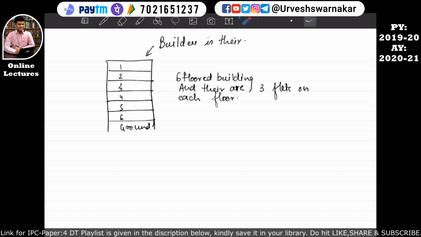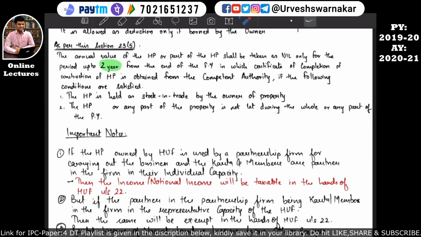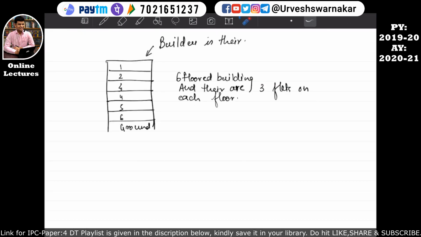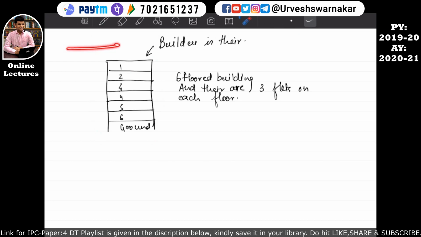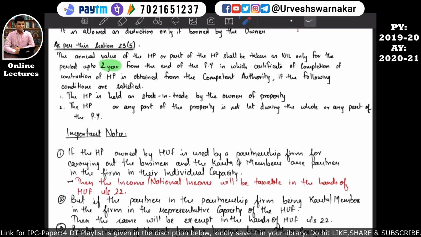So basically understand that if a builder is building this building, the builder will receive a certificate, that is a certificate of completion of construction of a house property from a competent authority. For example, understand RERA. RERA is a competent authority. A builder is building a house property. After building this entire structure, RERA will give a certificate to the builder. It is known as the completion of construction of a house property certificate from a competent authority.